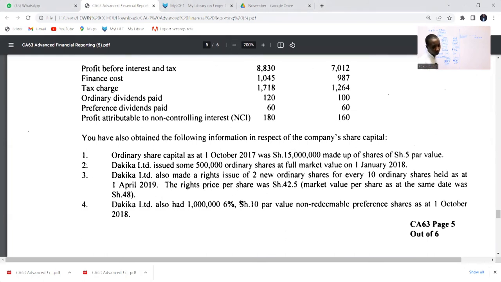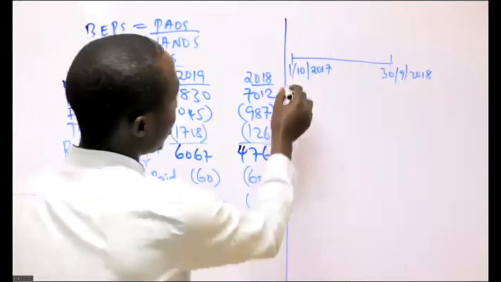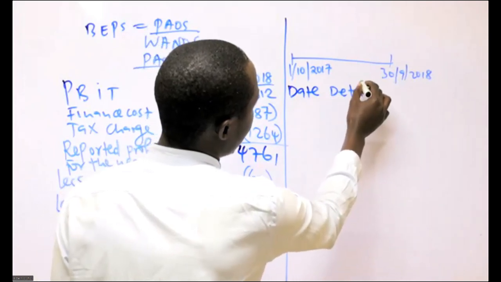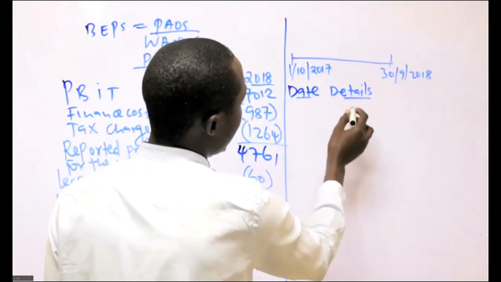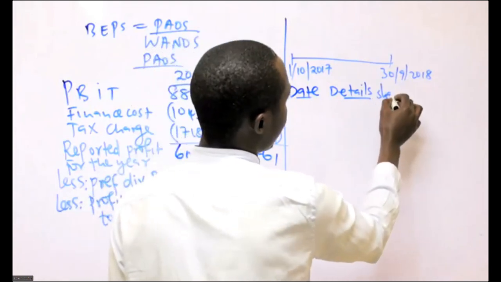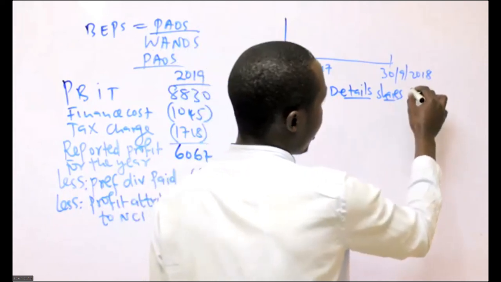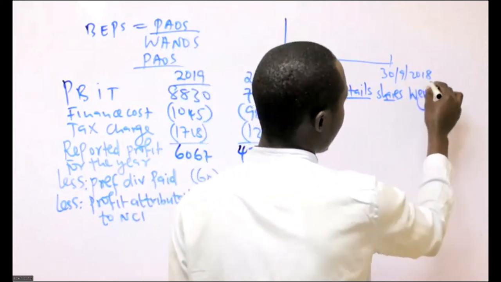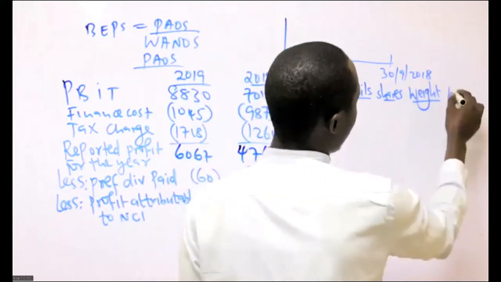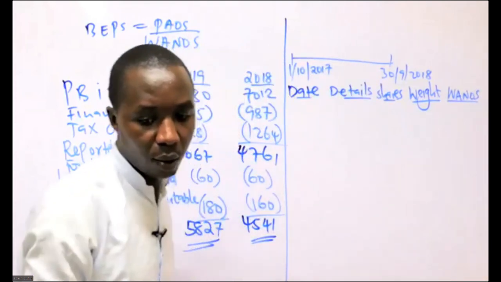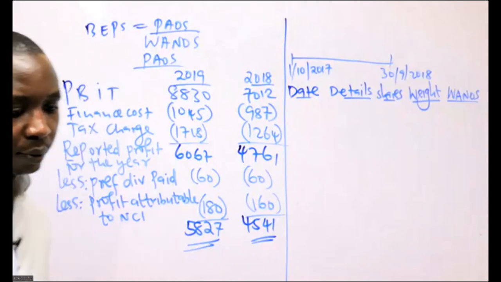What am I supposed to do? I will just weigh the shares. So I will say date, details, shares. So I will weigh them directly here.